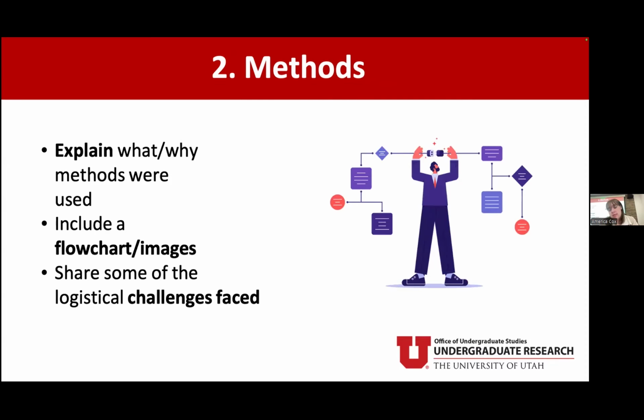Then you want to take them through your methods and explain why and what methods were used exactly. It's always important to use images, or even a flow chart is something that I found works really well for the methods section. What is important is less words, really, because these people are not standing there to read an entire paper. So the more images, the better. And in this process, you can also share some logistical challenges that were faced, because that's a whole part of research. It does not always go as planned. If research did, it would be a whole lot easier.